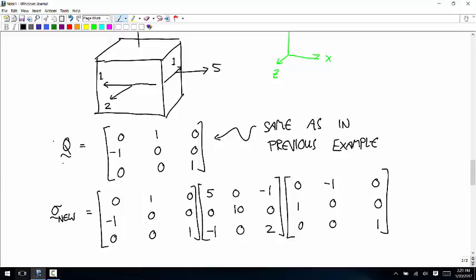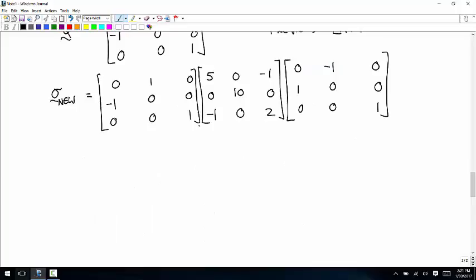Your calculator does this instantly, but you can imagine why people wouldn't have wanted to do calculations like this by hand. But if you do this calculation, let me write this here. So this is Q. This is the old stress tensor. This is Q transpose.